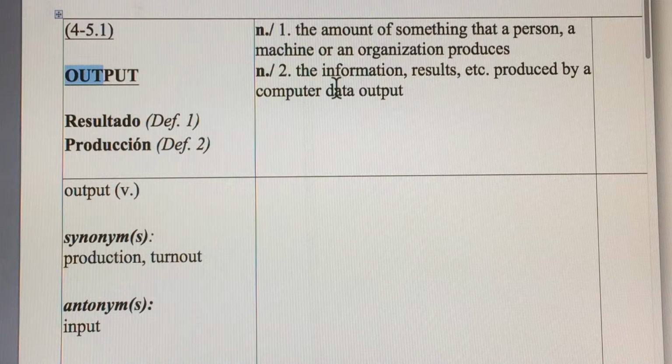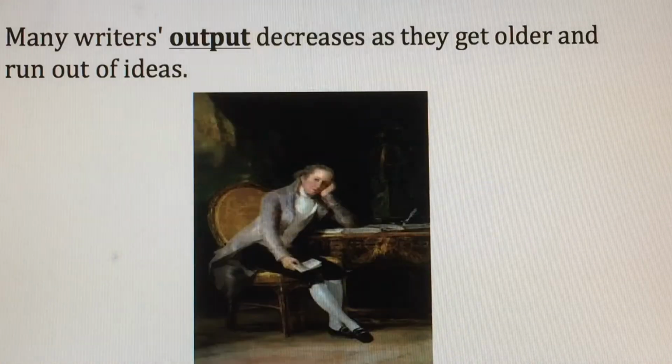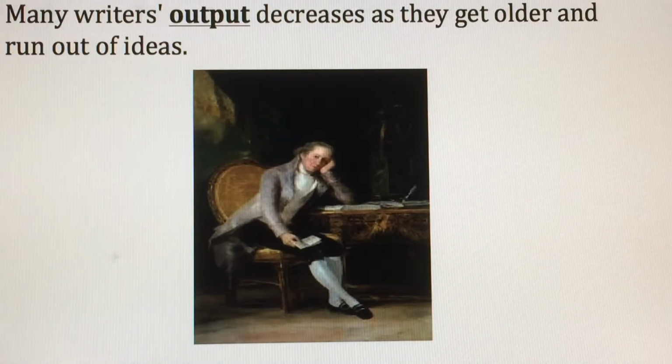We have two definitions, both of them nouns that you need to learn. It can also be used as a verb. Let's take a look at your sentence. The academic sentence we have is, many writers' output decreases as they get older and run out of ideas.